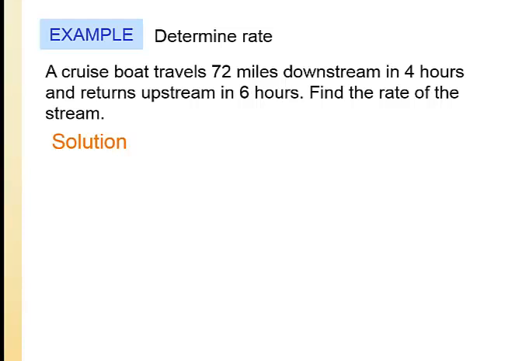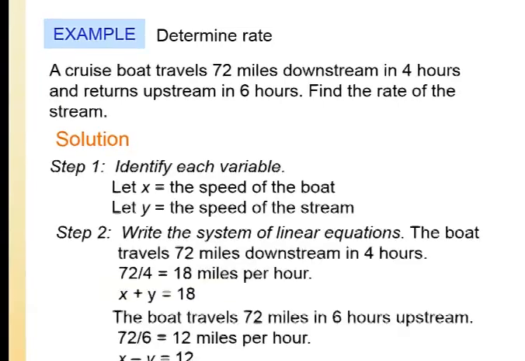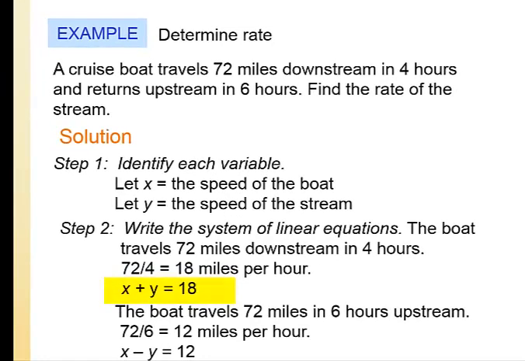You have enough information in this problem to determine the speed or the rate of the boat as it travels with the current or with the stream, and as it travels against the current or against the stream. The two equations that come from this information are x plus y equals 18 and x minus y equals 12.